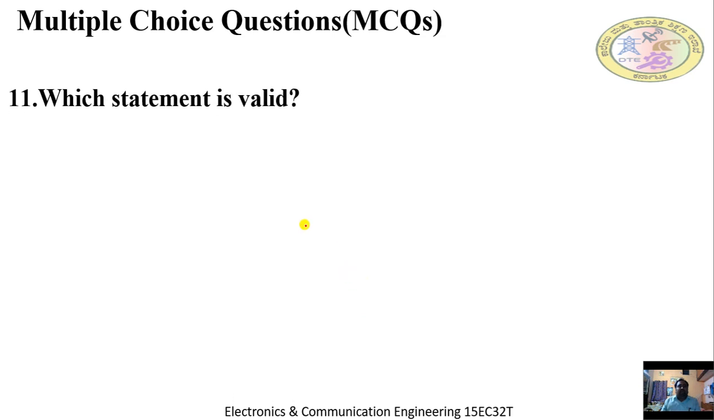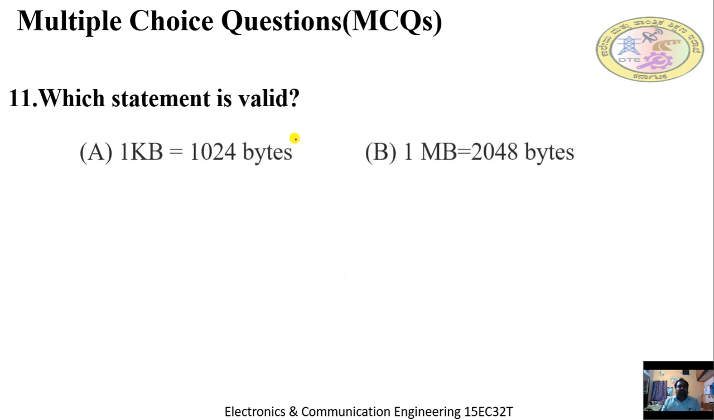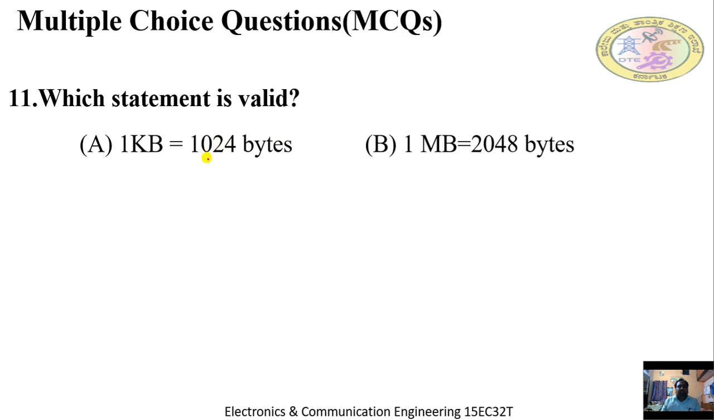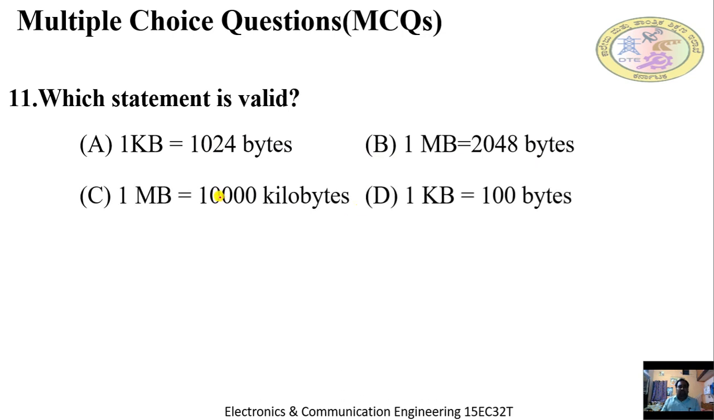Question number 11. Which statement is valid here? This is about the memory capacity as we discussed. 1 KB equal to 1024 bytes. 1 MB equal to 2048 bytes. 1 MB equal to about 10,000 kilobytes. 1 KB equal to 100 bytes. Obviously, the answer would be 1 KB equal to 1024 bytes.